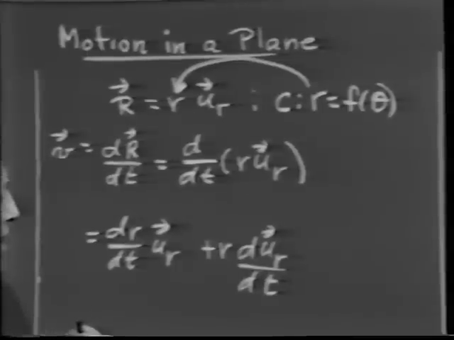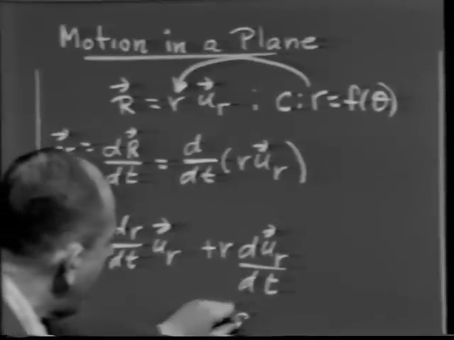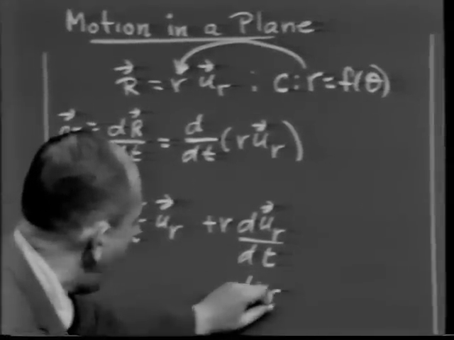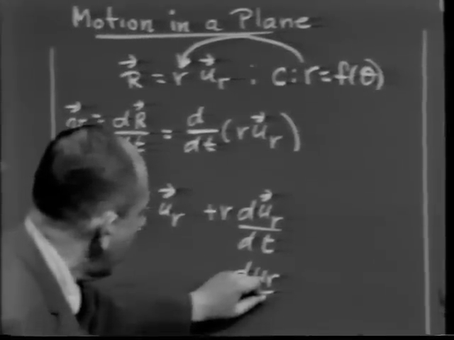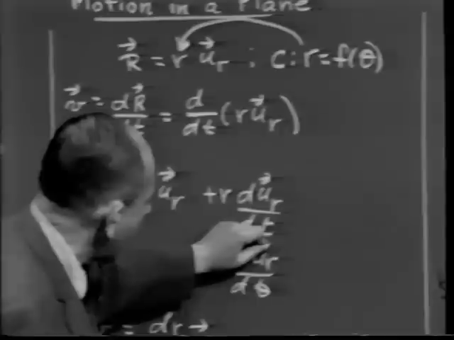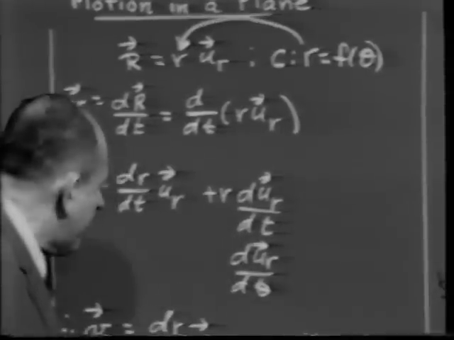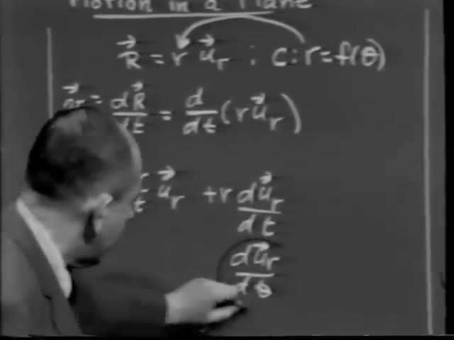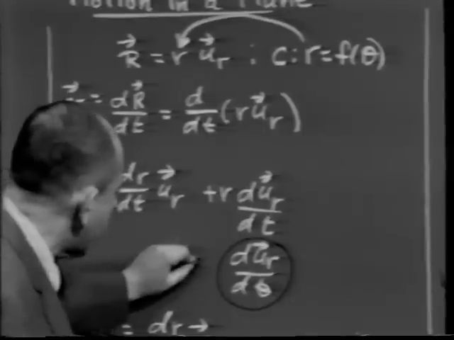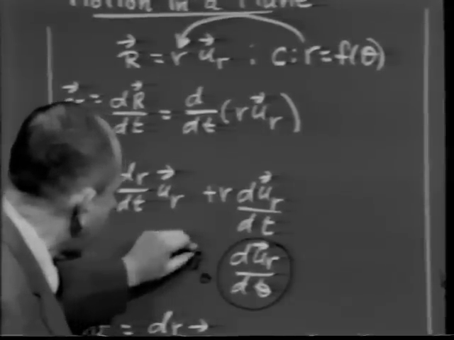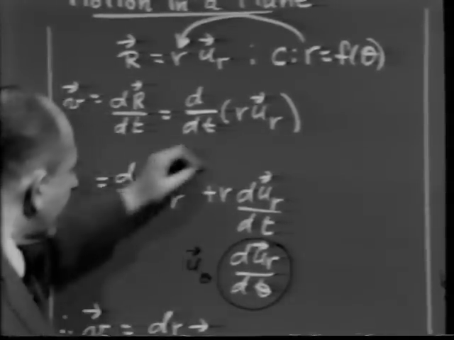Keep in mind that I already know that if this expression here had been the derivative of u sub r with respect to theta instead of with respect to t, what would this expression have been? It would have been u sub theta. We saw that earlier in the lecture. Well, here's what we do.